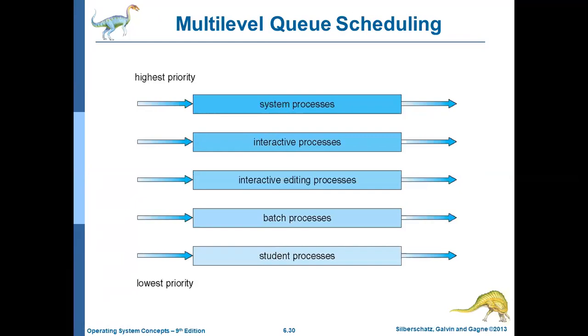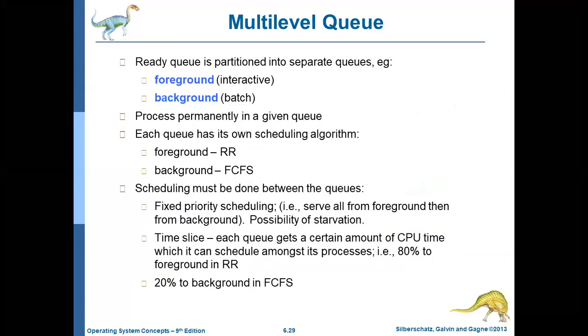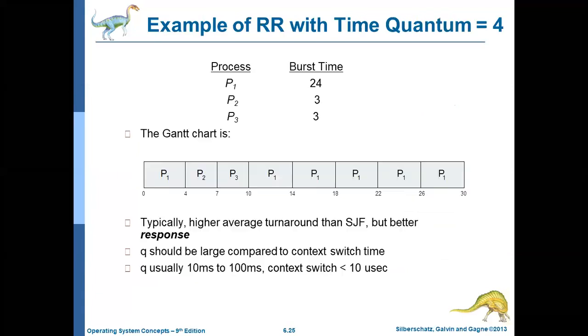This means your entire ready queue is partitioned into 5 types of sub queues. Each queue has its own scheduling algorithm. Student process may apply FCFS, whereas batch process SJF, interactive editing, you have round robin, for example. Interactive round robin. System process will have HRRN. Each queue will have its separate scheduling algorithm.